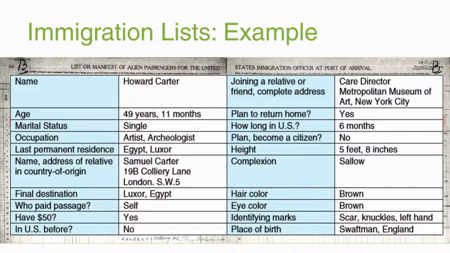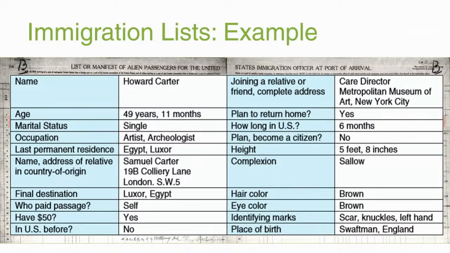Some of you may have heard of Howard Carter. He is very well known because he discovered King Tut's tomb in Egypt. So you'll get that his name is Howard Carter. His age, he's 49 years. His occupation, he's an archaeologist. His last permanent residence was Luxor, Egypt.